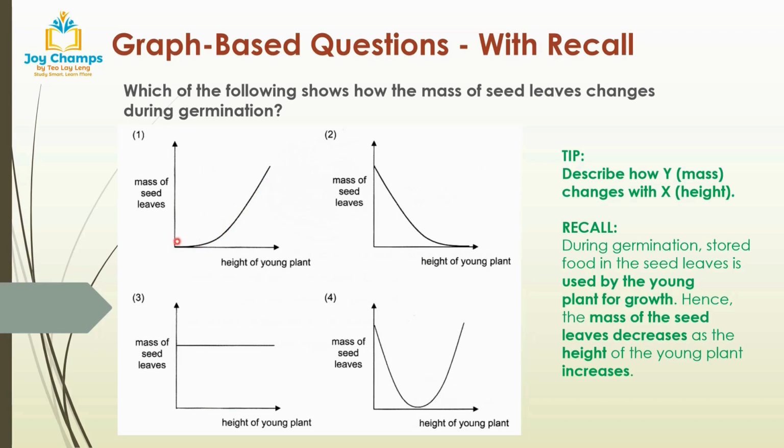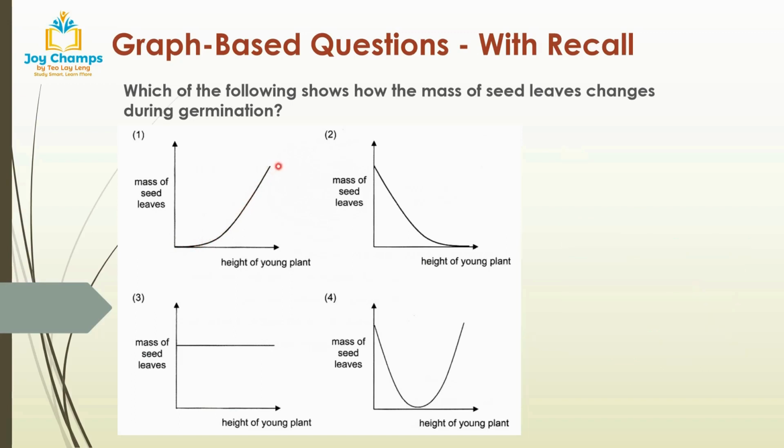So let's try. As the height of the plant increases, the mass of the seed leaf increases. Now, is that true? We know that this is incorrect, because when the food in the seed leaves has been used up, the mass should decrease. It should not increase. So this option is not correct.